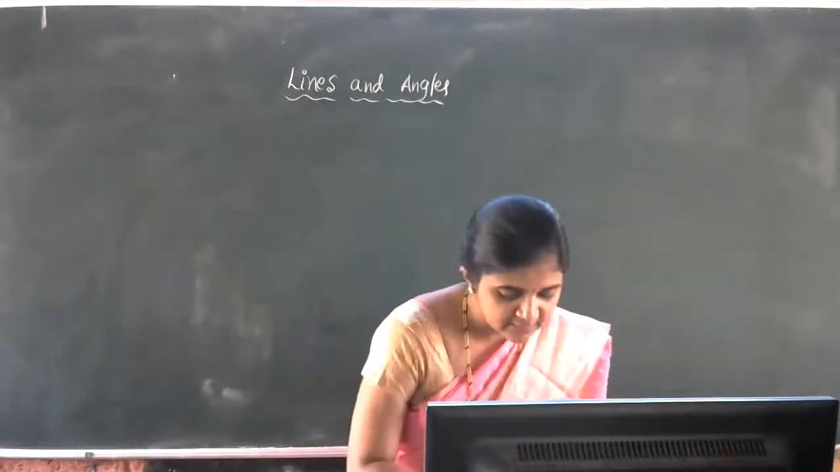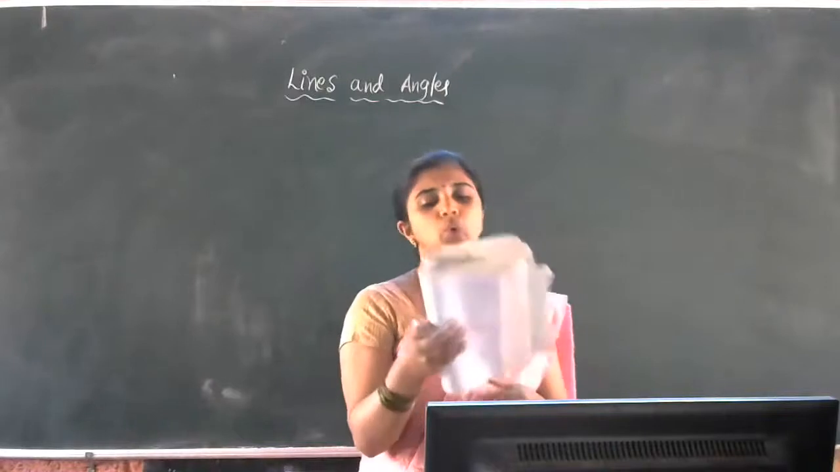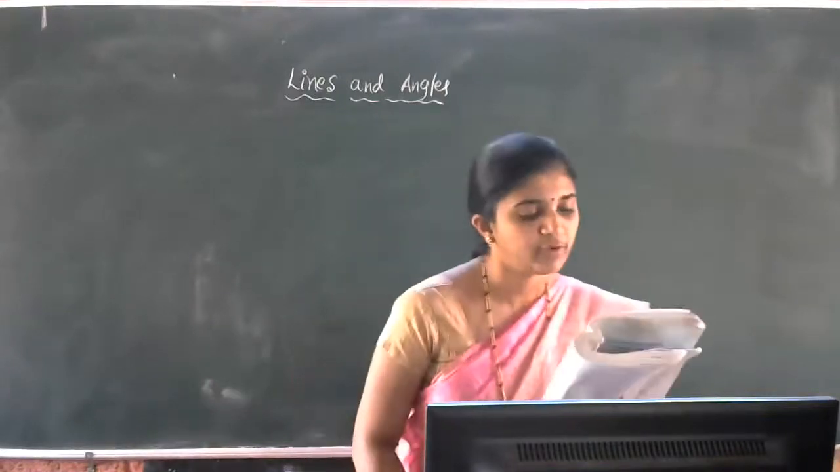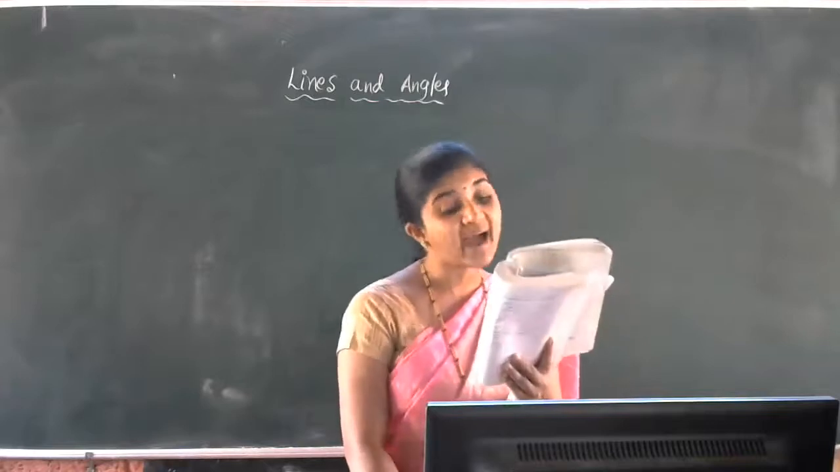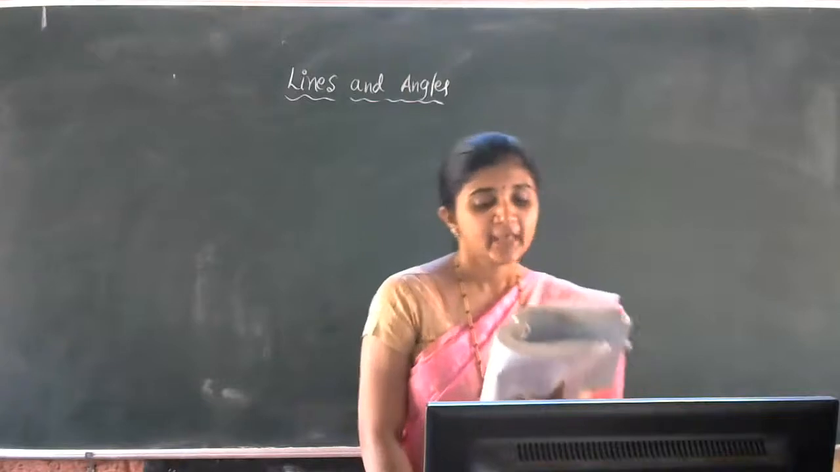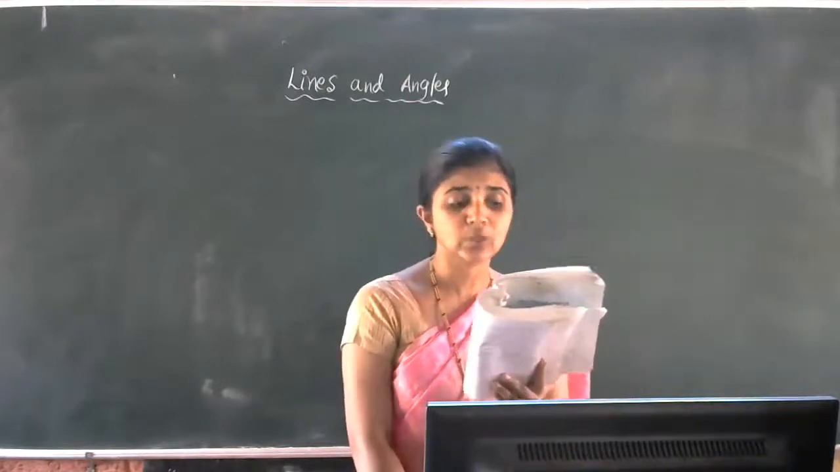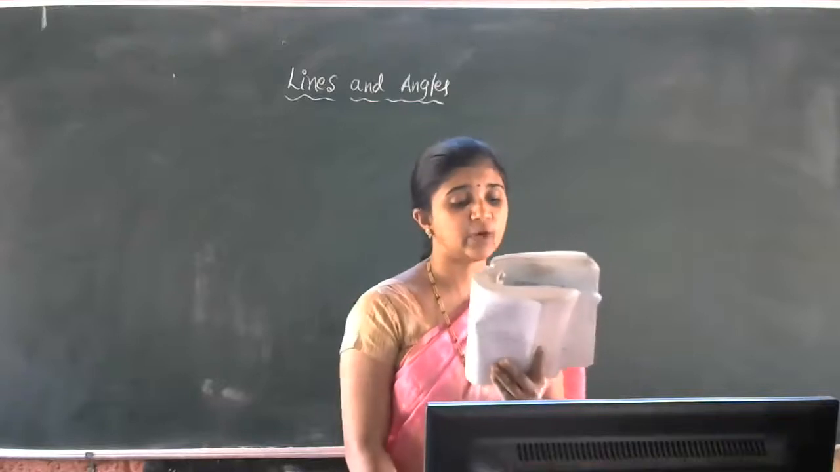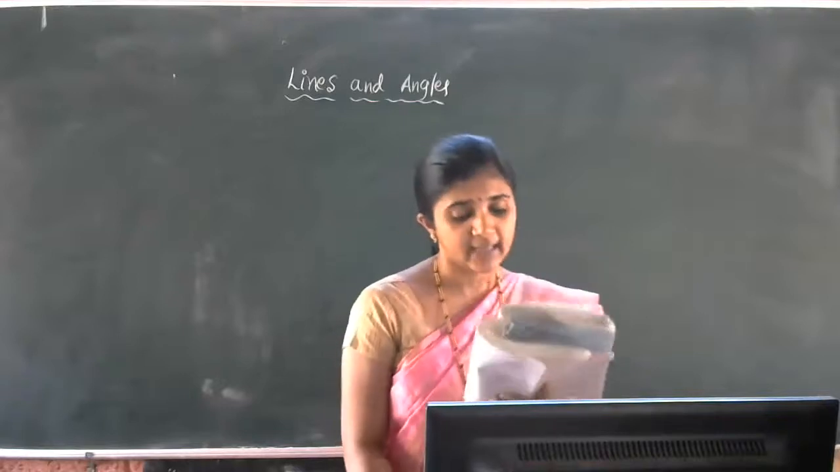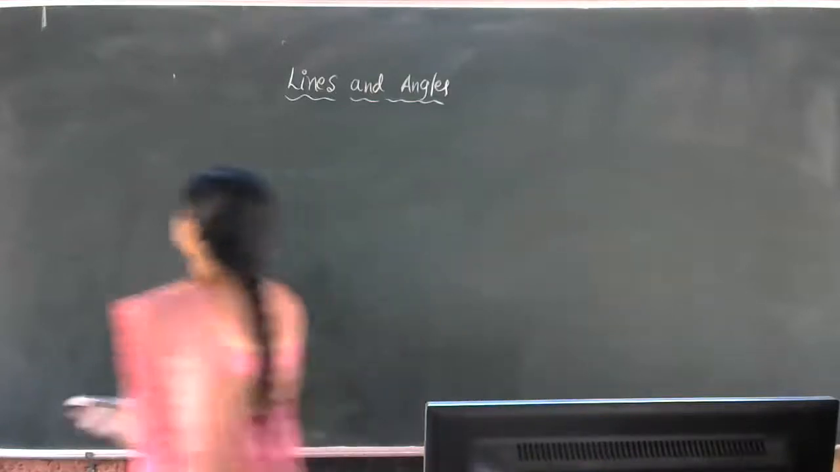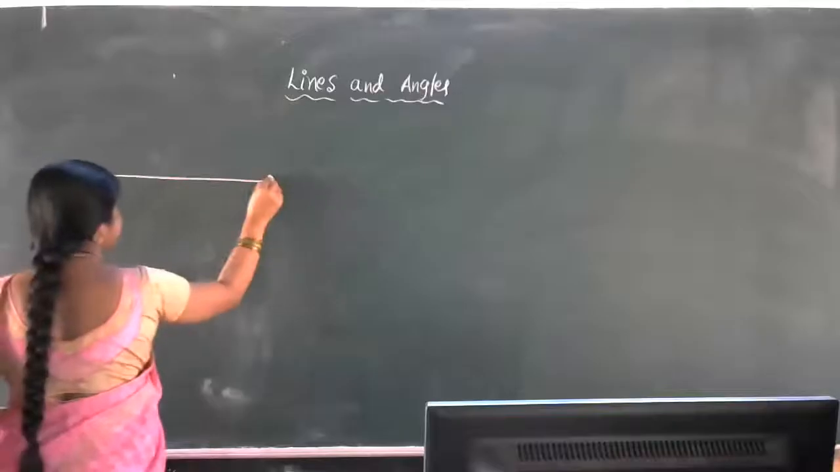If a transversal intersects two lines such that the bisectors of a pair of corresponding angles are parallel, then prove that the lines are parallel. See here, first we have to draw the diagram.